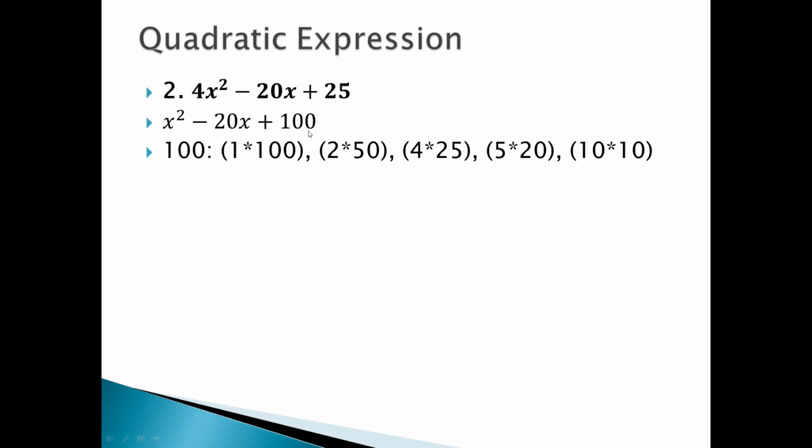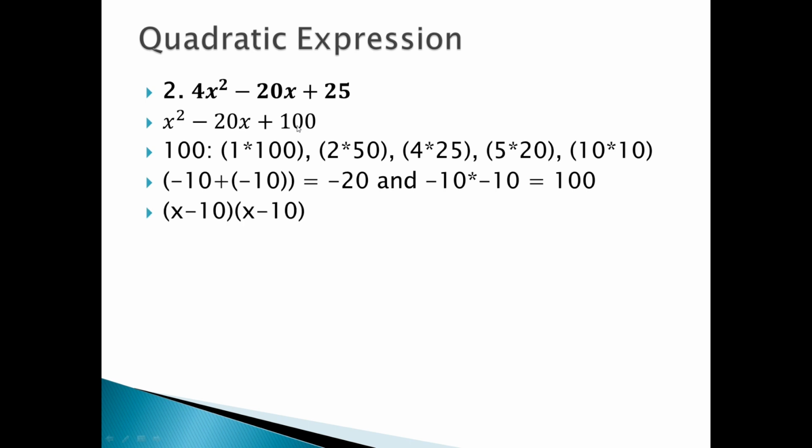Among these factors, we will choose a pair that will give us a sum equal to the middle term, which in this case will be 10 and 10. Since the middle term is a negative 20, both 10s should be negative. That will be negative 10 plus negative 10 to give us a negative 20. And then, if we multiply negative 10 times negative 10, that gives us the constant term, which is 100. So we will use negative 10 and negative 10 for the factors. So we have here x minus 10 times x minus 10.